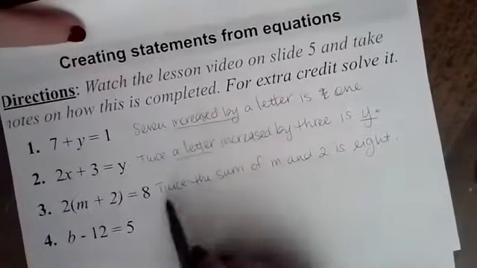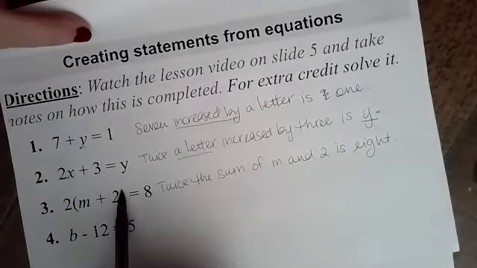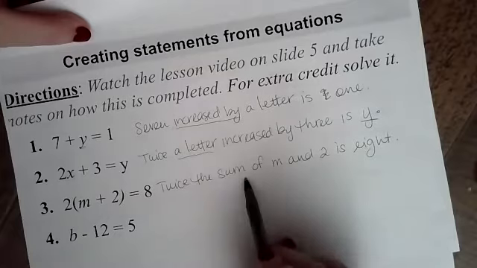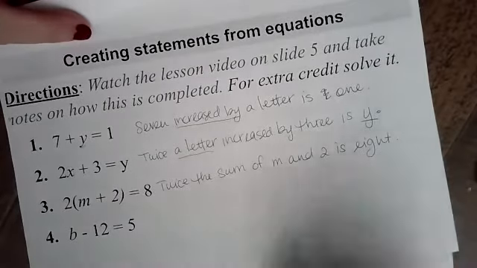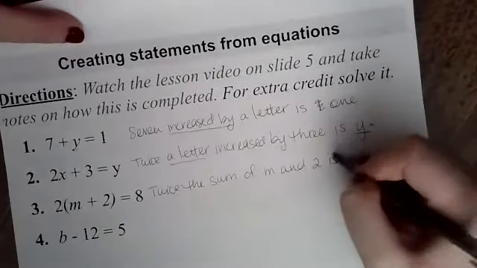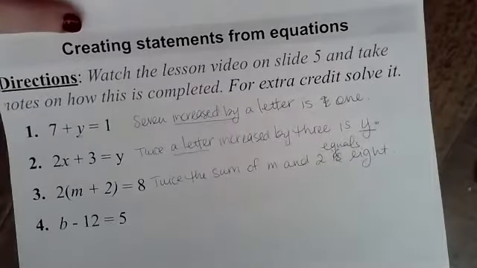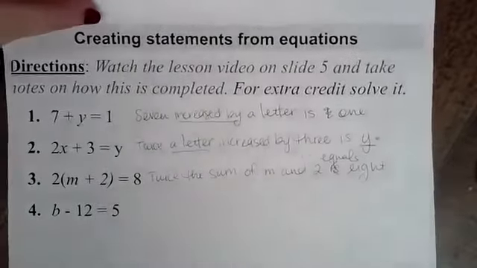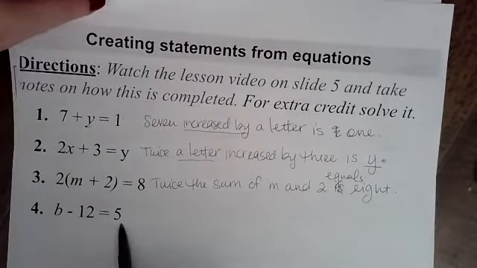And let's just read that back, okay? Twice the sum, twice, so that means I'm multiplying its parentheses, right? That's a parentheses word, of m and 2, because that is what's adding on the inside, is 8. I could also say equals 8. Okay? You don't have to be married to one specific word. Just make sure it makes sense. Okay? b minus 12 equals 15.